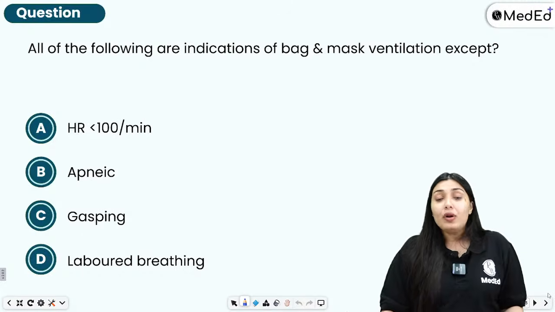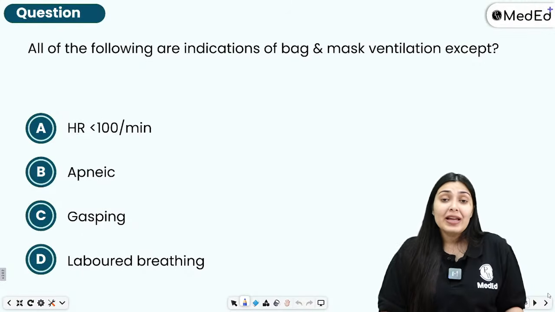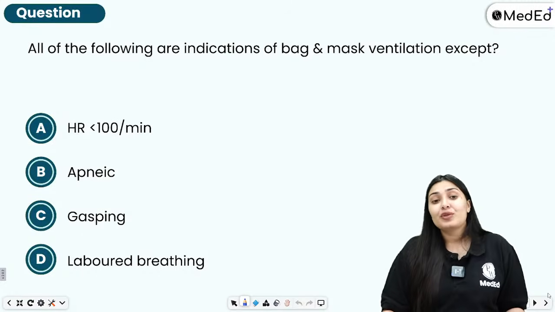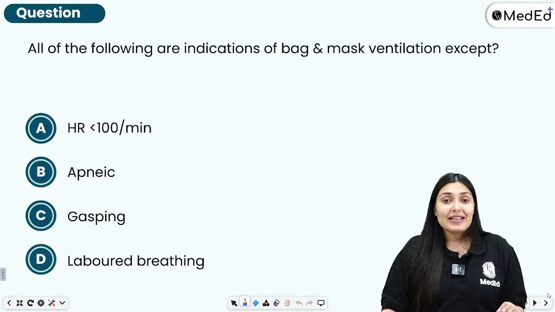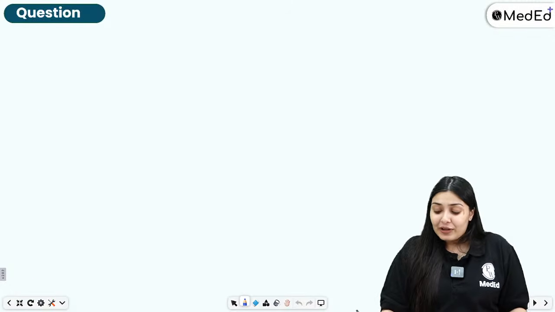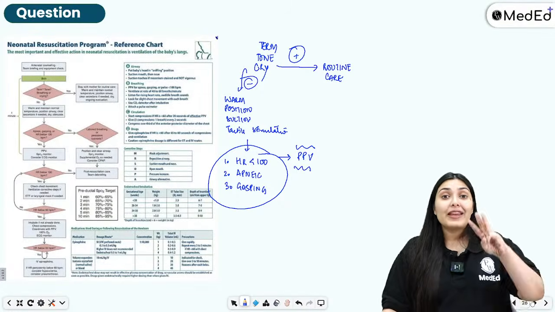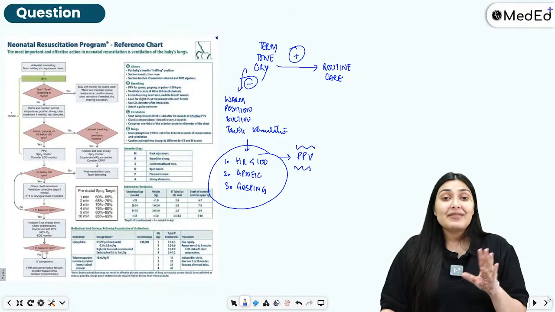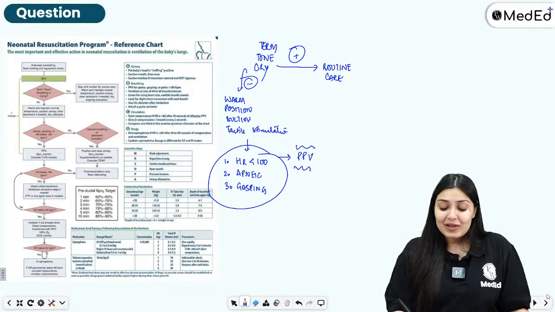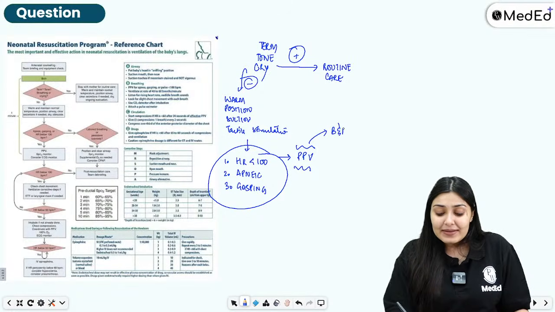We have, all of the following are the indicators of bag and mask ventilation, except. The options we have are heart rate less than 100, apneic, gasping, labored breathing. So coming back to this, I told you if any of these 3 is there, heart rate less than 100, apneic, gasping, then we start this positive pressure ventilation. This positive pressure ventilation I can either give by bag and mask or I can do intubation.